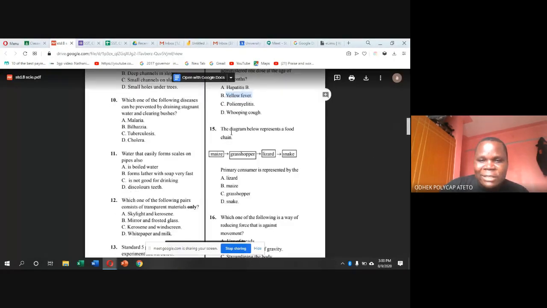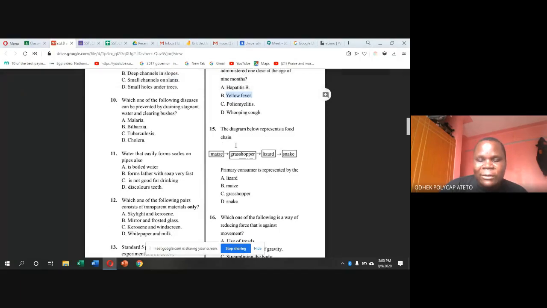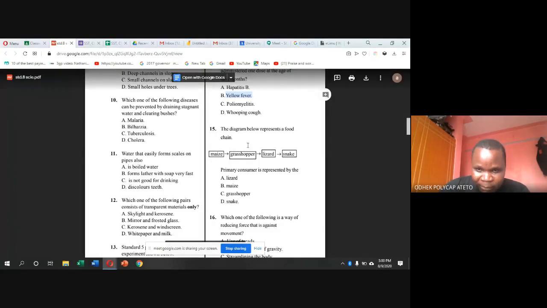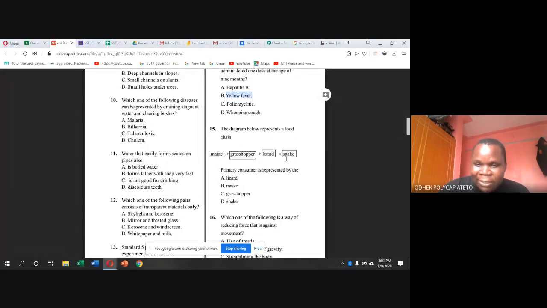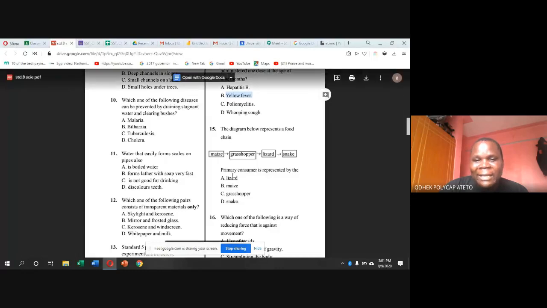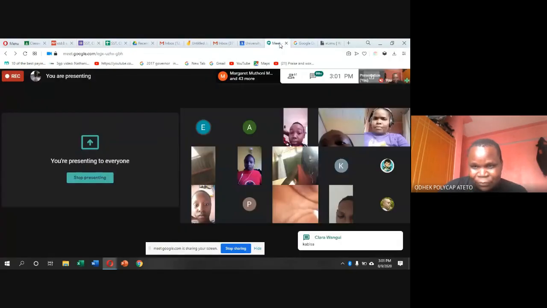Then when we go to number 15, the diagram below represents a food chain, which I've already talked about. I said maize, grasshopper, lizard, and snake: producer, primary consumer, secondary consumer, and tertiary consumer. So the primary consumer represented by that one is automatically the grasshopper. I don't know why you failed that, and we talked about it last time. Next question.